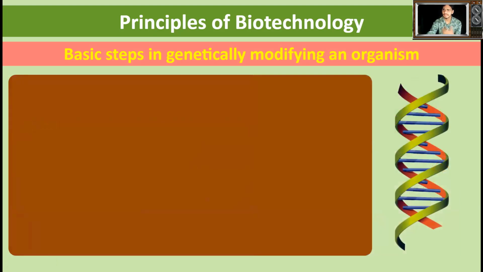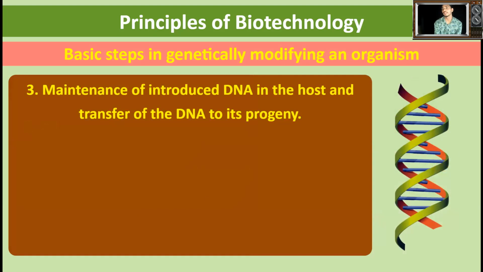Now let's talk about the basic steps in a genetically modified system. That is the third: how to maintain. Once you introduce it into that, आपने डाल दिया, अभी उसको मेंटेन कैसे करोगे, दैट इज अ क्वेश्चन. Okay, so let's study how to maintain. The DNA you introduce in the host cell has to transfer to its progeny. What do you mean by progeny? Reproduction cycle. Once you alter, definitely there has to be multiplication.